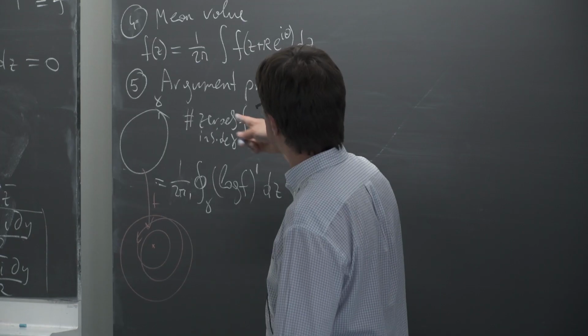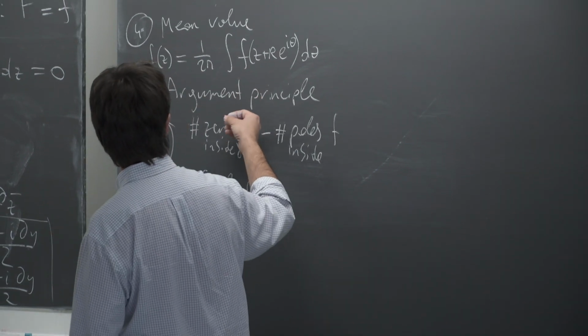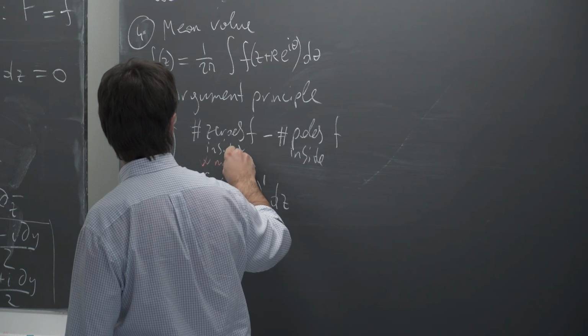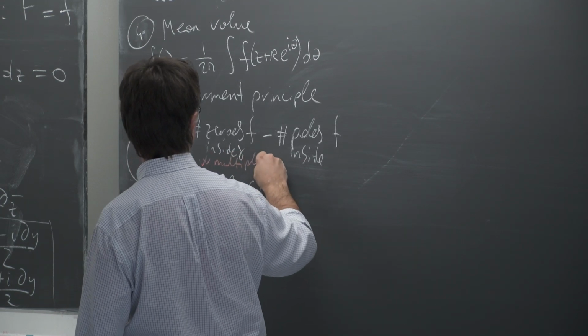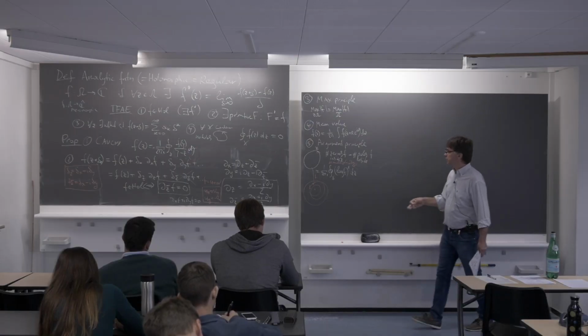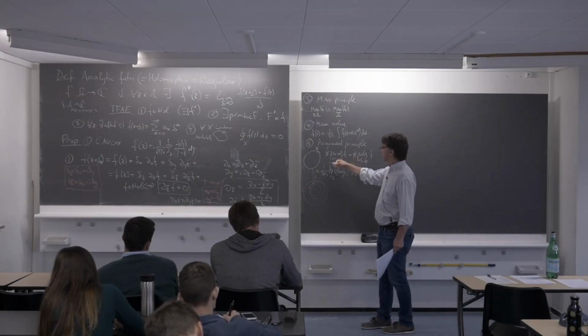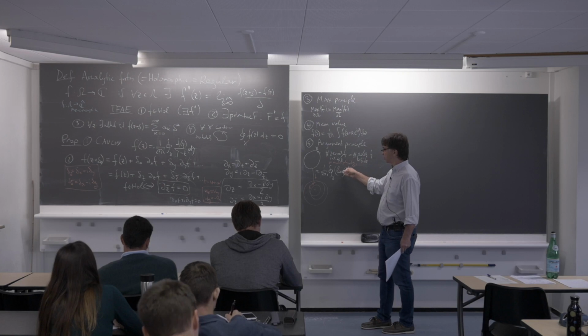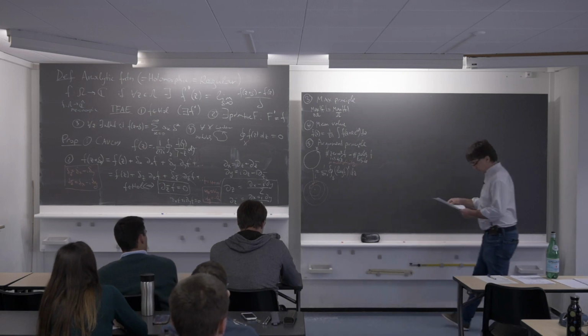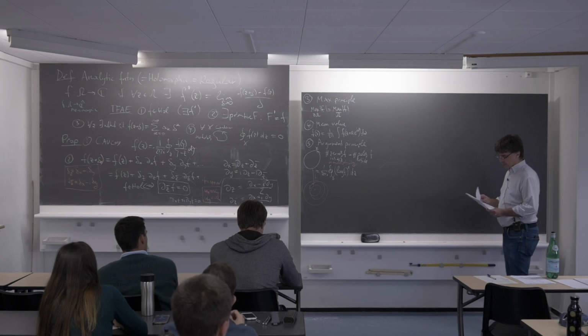You should also remark that you count them with multiplicity. And if you want not the number of zeros but the number of points where f equals a, then you get the logarithm of f minus a. So that's probably everything we need so far for analytic functions.